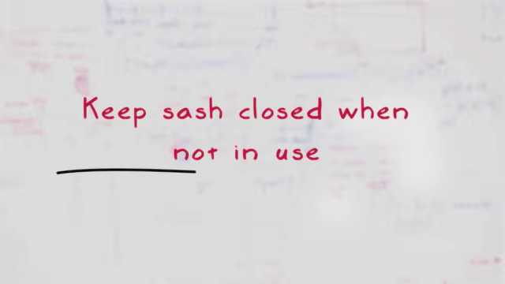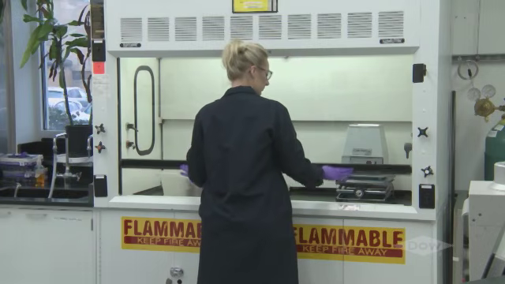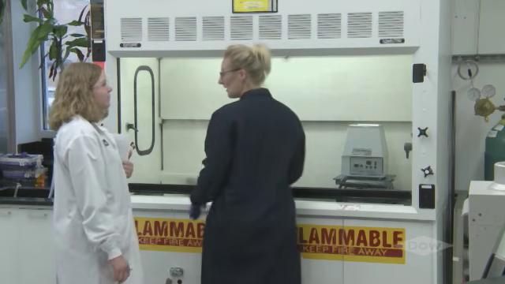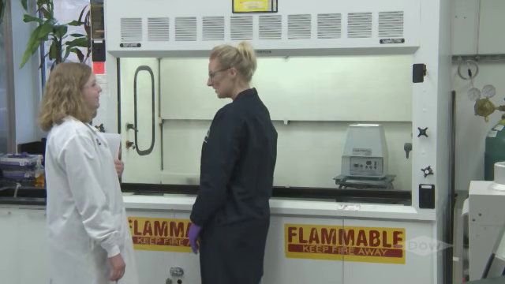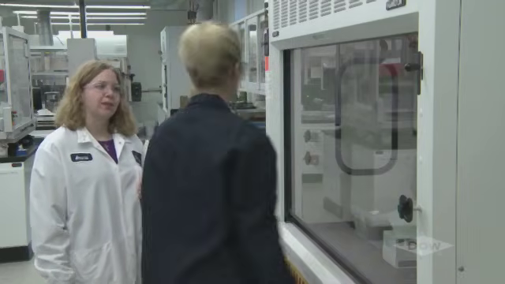This next step may not seem like a big deal, but it is. When the fume hood is not in use, Heather keeps the sash closed. Just walking past an open fume hood can create enough turbulence to draw contaminants out of the hood. Keeping sashes closed helps protect workers.